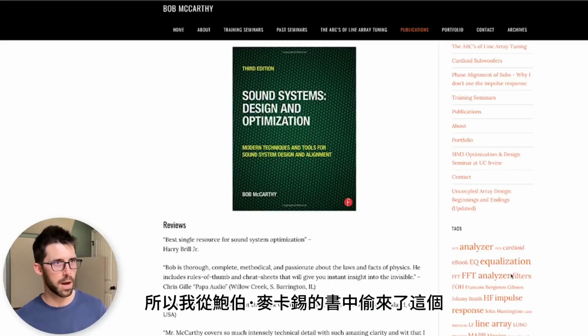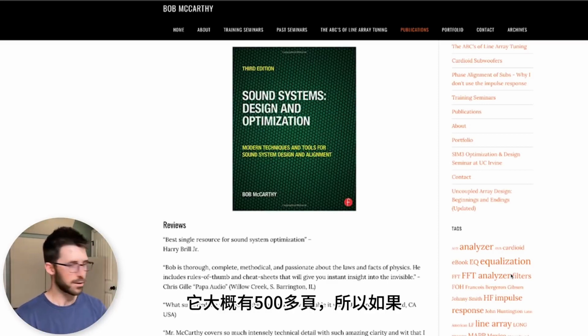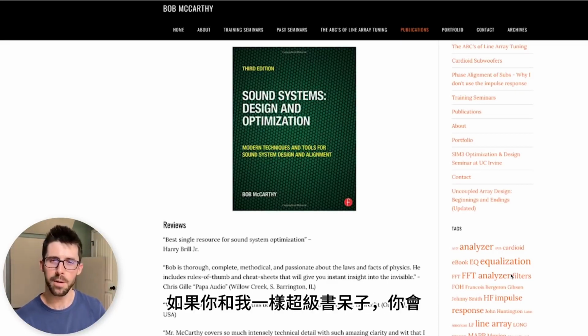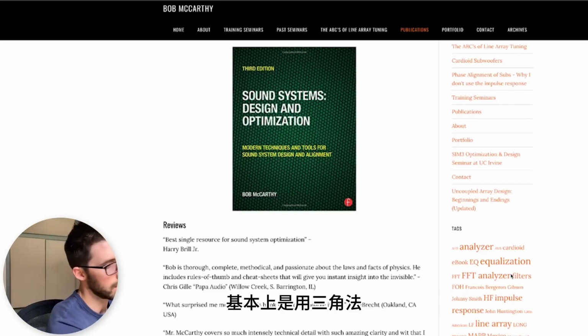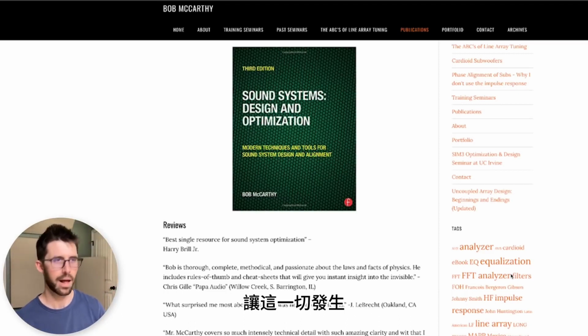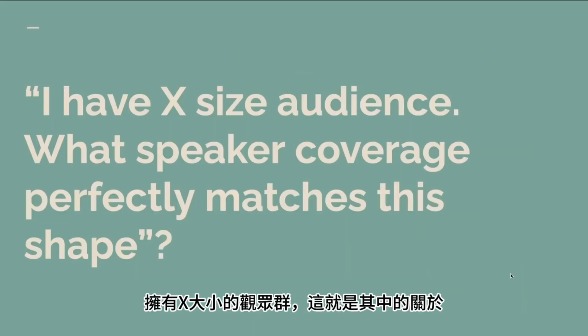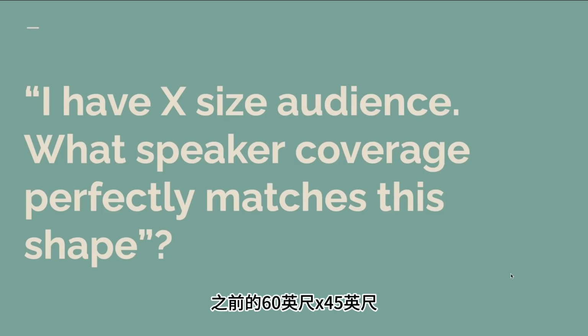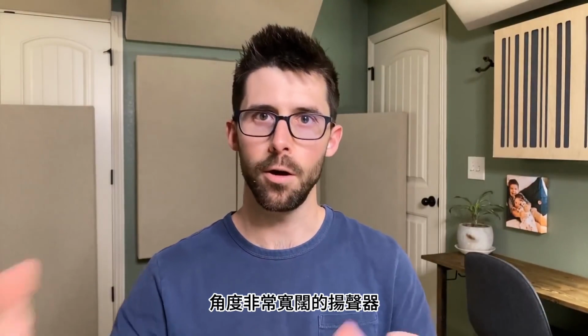I stole this from Bob McCarthy's book. Got it right here. It's like 500 something pages. If you're super nerdy like me, you'll read it. But if you don't, here's just a really brilliant nugget from this book. It's basically using trigonometry to make this all happen. It answers the question: I have an X size audience, and it was about 60 feet by 45 earlier. What speaker perfectly matches this shape? Remember, a 10-degree shape was real narrow, or 100 degrees real wide. What speaker is a match made in heaven for this audience size?